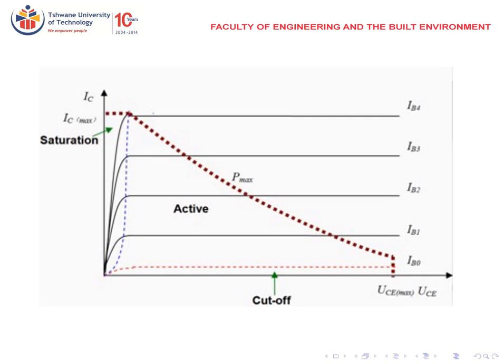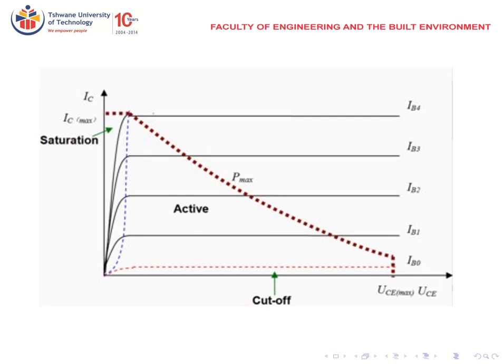So the first part here is the cutoff. The cutoff is the one that's shown in red near the x-axis. This is when IB is equal to 0. Then we have the saturation region from 0 of your VCE. As VCE increases, IC also increases linearly. So this is called the saturation region. In the saturation region, the value of IC is not controlled by IB.